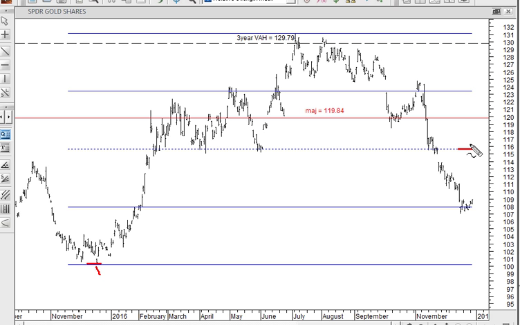Personally, as I say, from an investment long-term point of view, I want to see price at least back above that level, and preferably above 119.84, which is the major point of control. Unless, of course, this moves lower, which it hasn't yet.